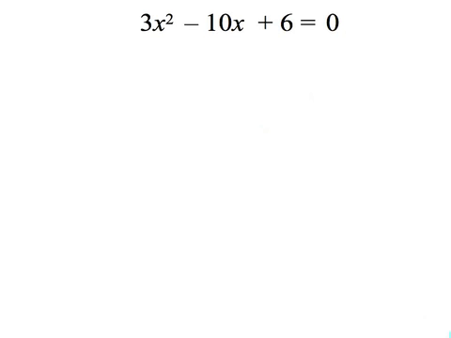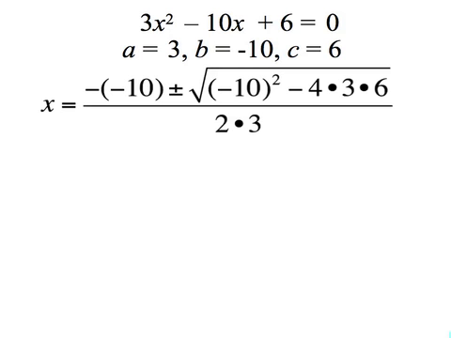We need more room on this one, so I've not written the quadratic formula. It's time to memorize it. We have 3x squared minus 10x plus 6 is equal to 0, and you'll notice that A is a number that's not 1. It's 3. B is -10, and C is 6.